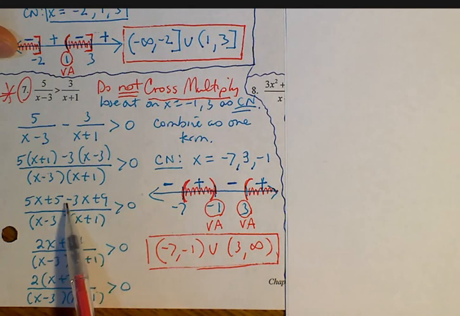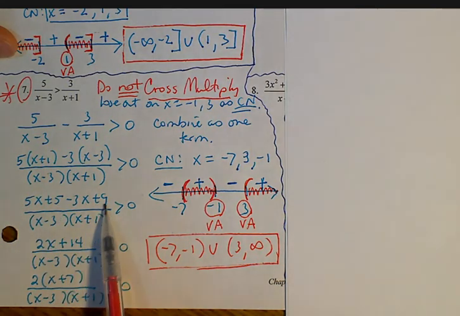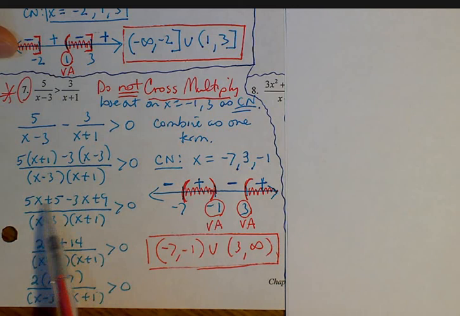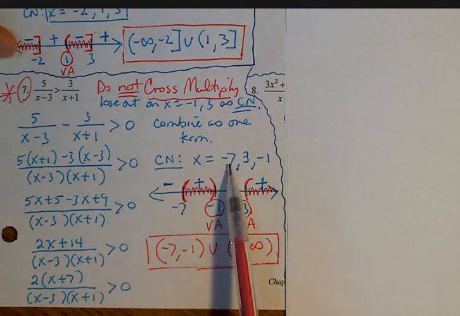And then the numerator, I'll distribute: 5x plus 5 minus 3x plus 9. And then combine your common terms. So that's 5x minus 3x is 2x. And then 5 plus 9 is 14. And then in the denominator, again, just keep it the same. And I'm going to factor out a 2 in the numerator, which will help me to read off my critical numbers easier. So I have 2 times (x plus 7) over (x minus 3)(x plus 1) is greater than 0. So my critical numbers are at x equals negative 7, 3, and negative 1.